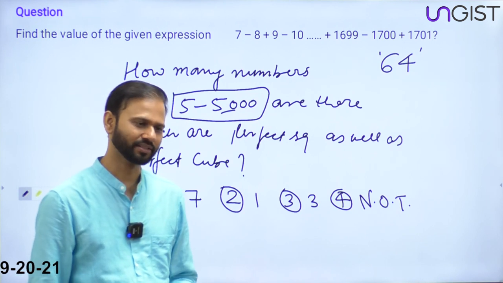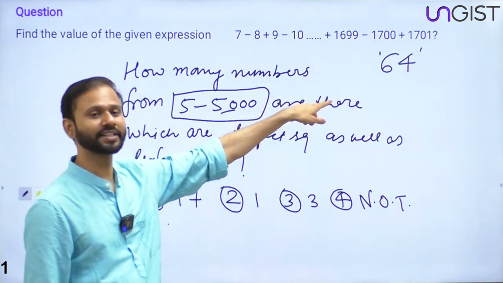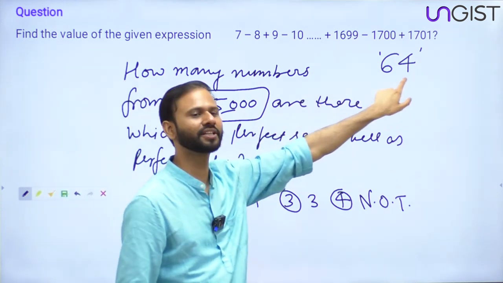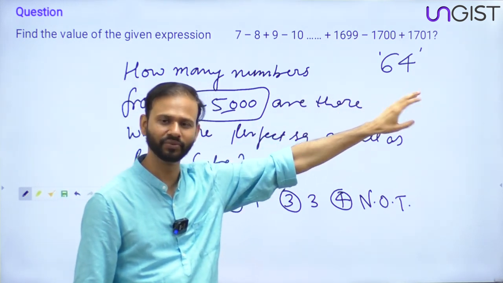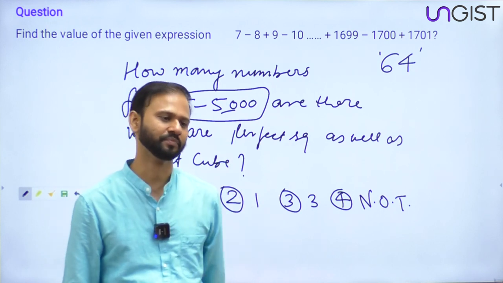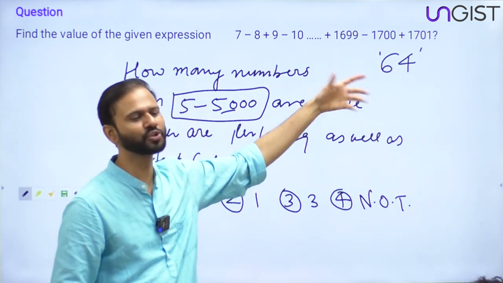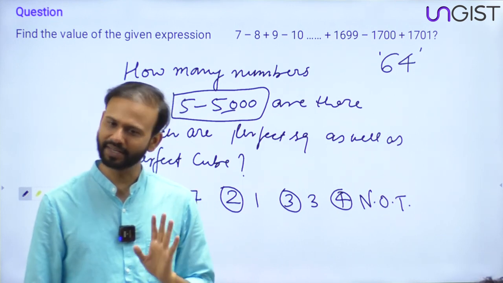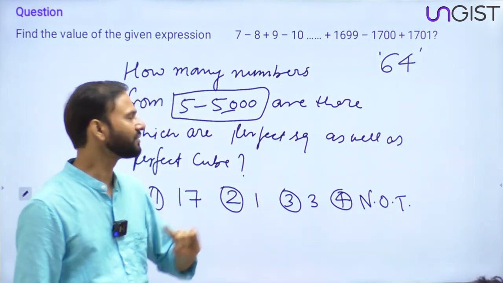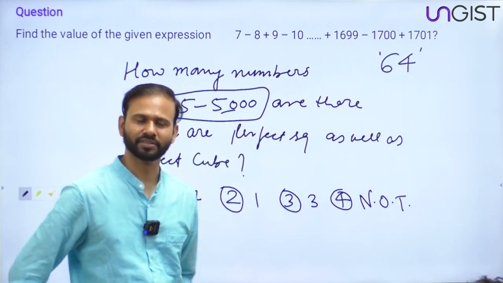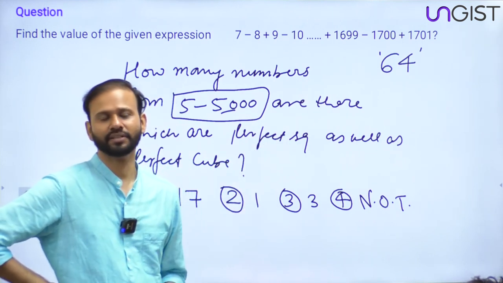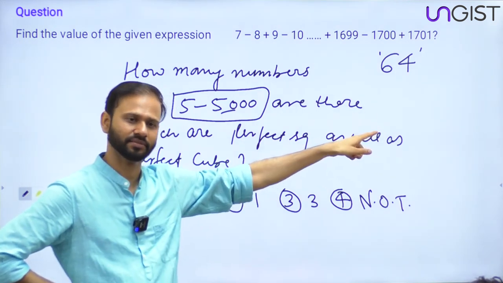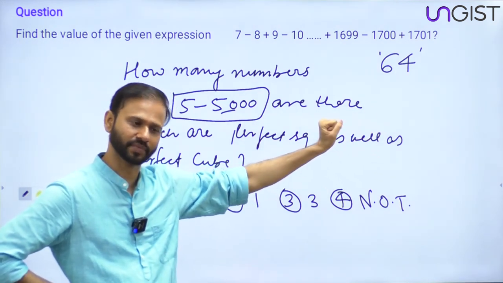What do we mean by the number range? We need a number between 5 to 5000 which is perfect square as well as perfect cube. Whose square it is or whose cube it is doesn't matter, right? Fine. So you can think about one such number, but actually we need to find some more numbers like this, right?